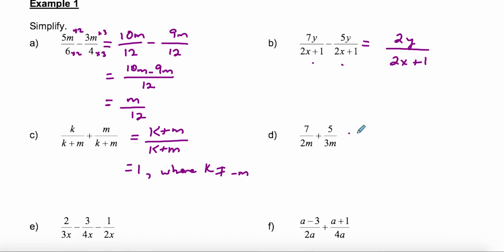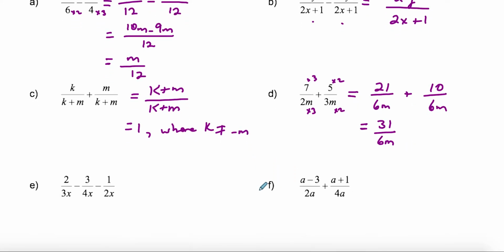Over here, I don't have common denominators. So even though there's a variable, I can still think of a common denominator here being 6. I'd have to multiply this side by 3, so I have to multiply the top by 3, and this by 2, so I'd have to multiply the top by 2. So I'd have 21 over 6m plus 10 over 6m. And 21 plus 10 is 31 over 6m. And I'm fine with that. I know it's an improper fraction, but there's a variable in the denominator. I'm okay with improper fractions for sure.